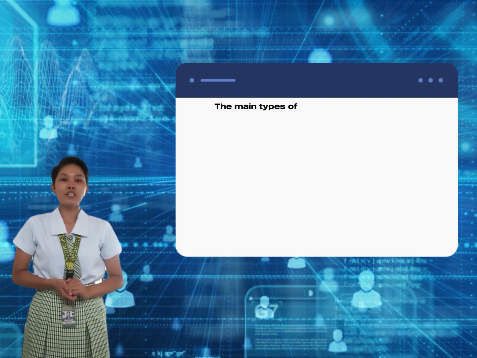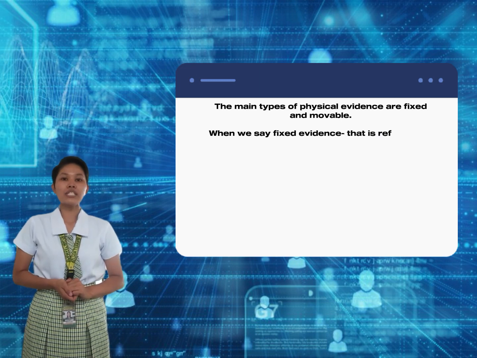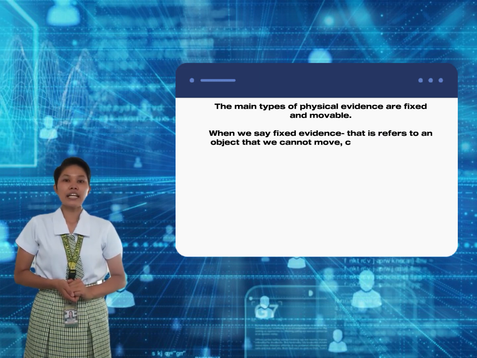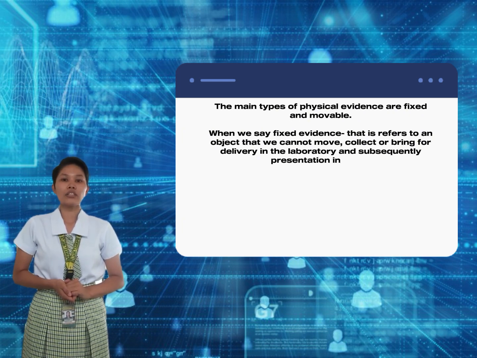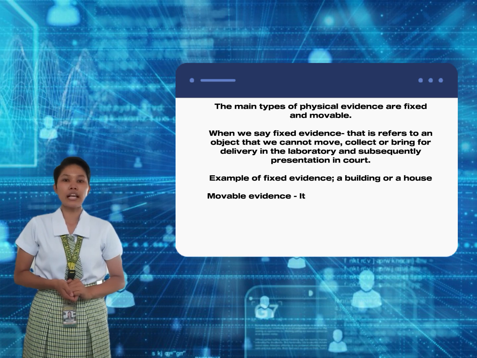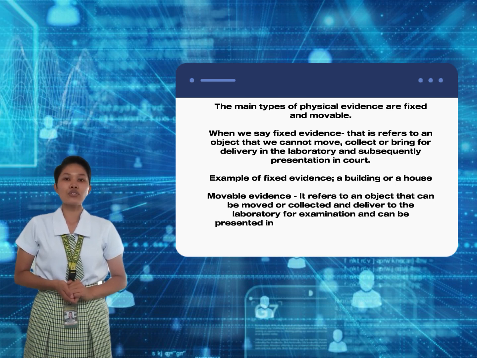So the main types of physical evidence are fixed and movable. When we say fixed evidence, that refers to an object that we cannot move, collect, or bring for delivery in the laboratory and subsequently presentation in court. An example of fixed evidence is a building or a house.